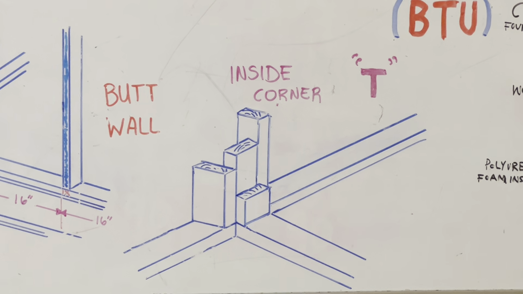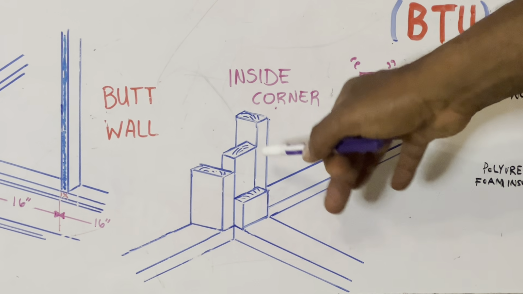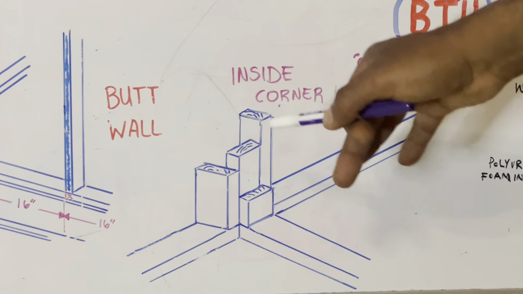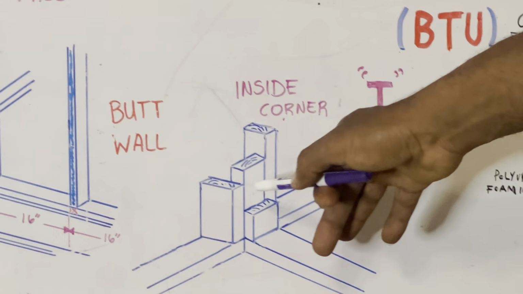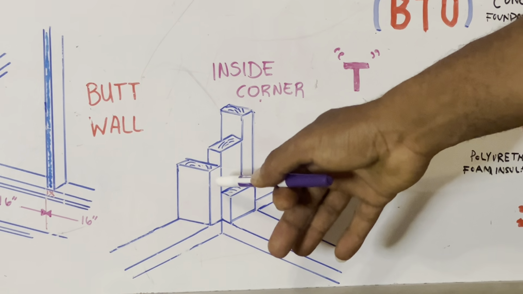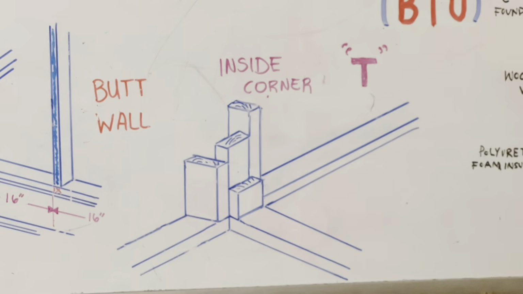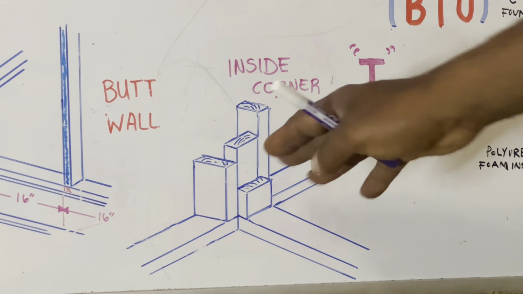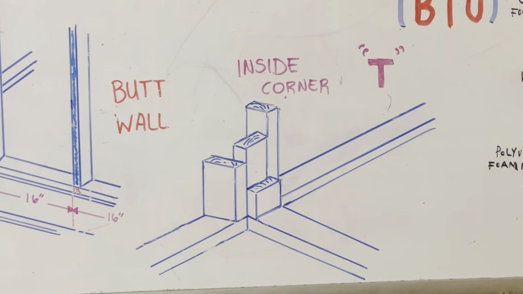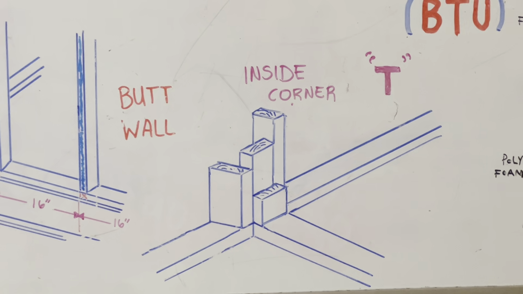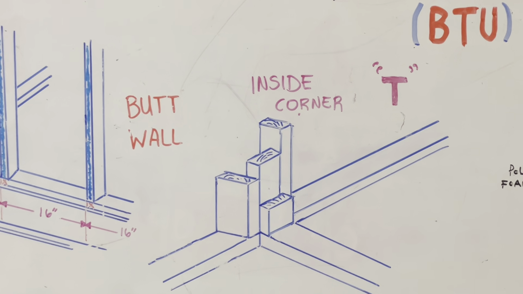Another way you can do this, if you're using 2x4 studs as your framing members, you can get a 2x6. You just go with a 2x6, and it'll be wide enough that you can put your drywall or your wall covering on that. Okay, all right, let's move on.